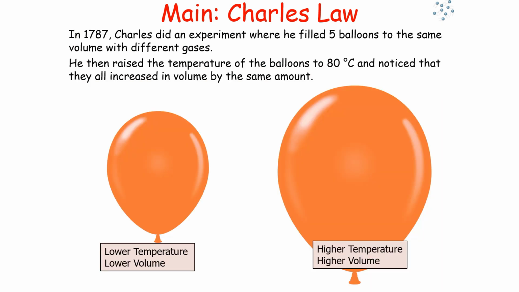Now in 1787, Charles did an experiment where he filled 5 balloons to the same volume with different gases. He then raised the temperature of the balloons to about 80 degrees Celsius and noticed that they all increased in volume by the same amount.